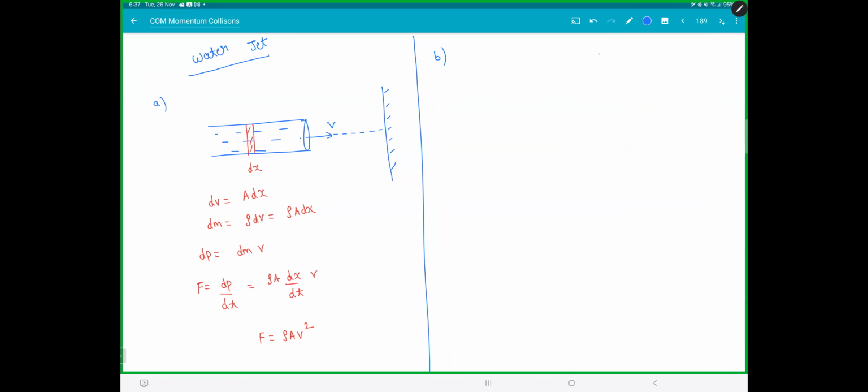Now, what about the second part? Same thing we will do, but this time it is bouncing. If you look at the velocities here, this component will be v cos theta and this component will be v sin theta. So after bouncing, v cos theta will reverse, v sin theta will still remain the same. Therefore, the change in velocity will be 2v cos theta. I'm taking the magnitude.